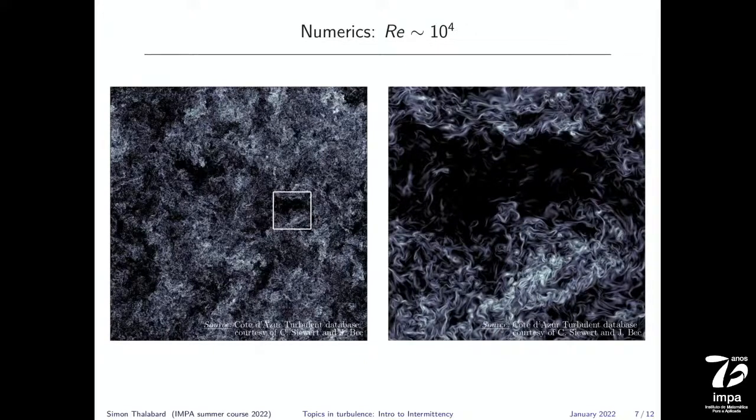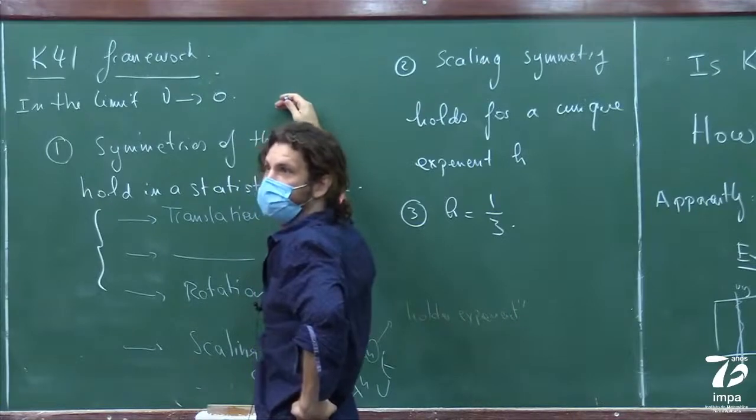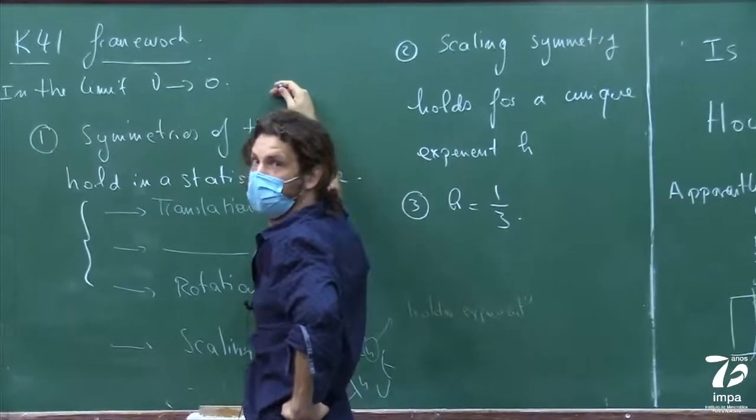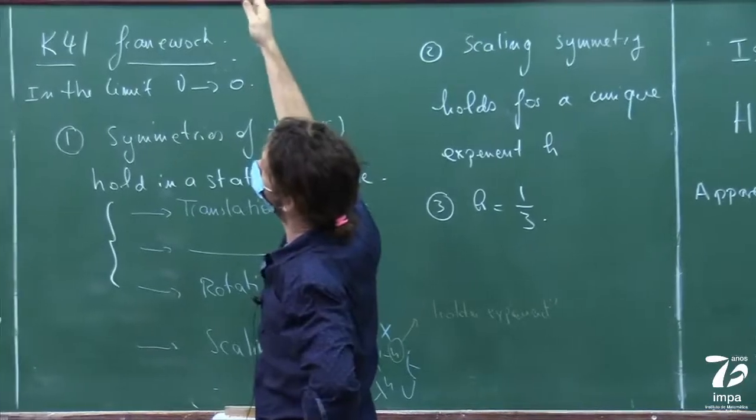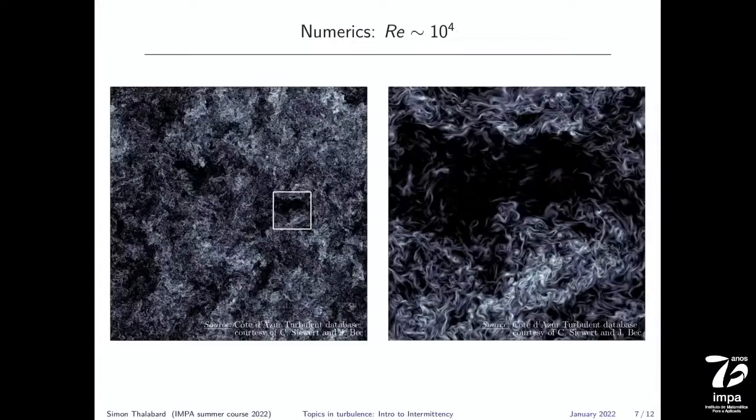And in fact, we need to try to formalize a framework, because the K41 framework applies technically in the limit of nu goes to 0. Well, this simulation has a finite Reynolds number, so it has a finite viscosity. So first problem.